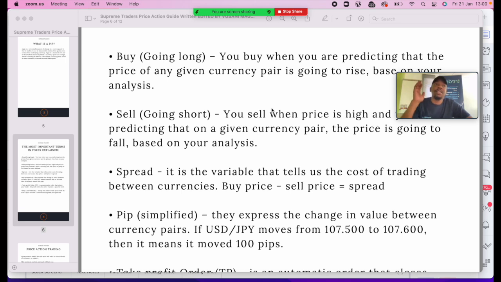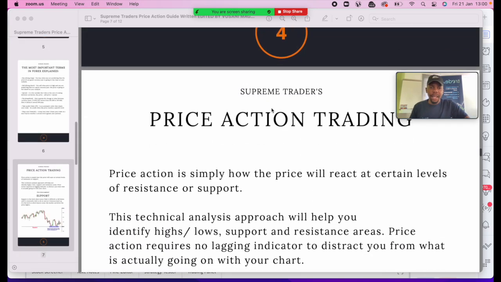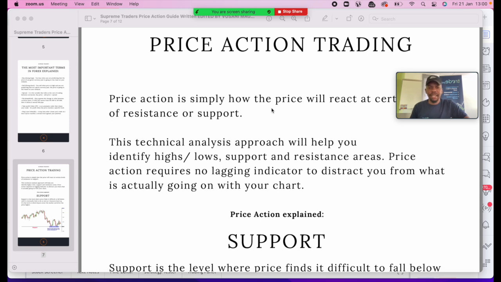So basically we just shared all the most important terms in trading. This is literally all you need to know. After you know this, you are ready for a strategy in trading. So I'm gonna give you guys a nice strategy, you understand? Because I'm in the building. So I'm gonna give you guys a nice strategy.